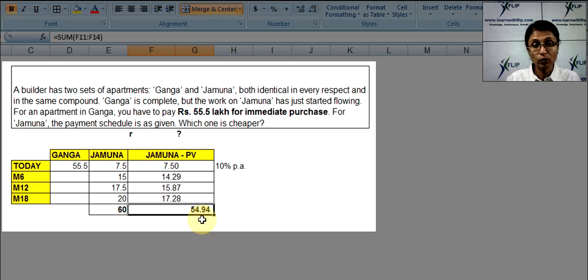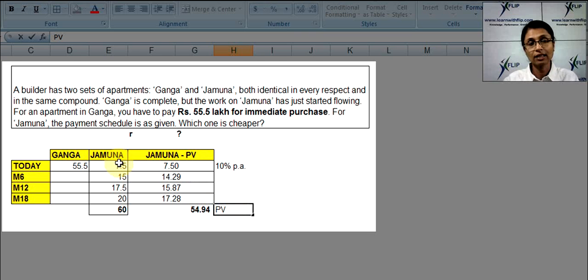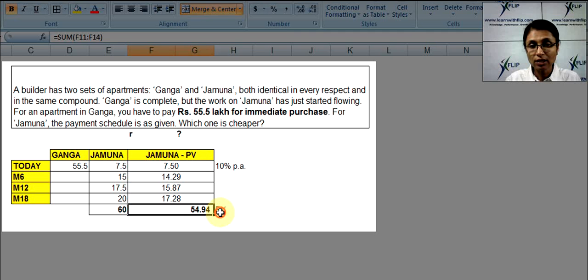So actually, with Jamuna, you are paying less than for Ganga, and you have the advantage of paying in installments. So this is equivalent to, or can be compared to this. So this is a lump sum present value payment for Jamuna. The same thing can be expressed as installments over a period of 18 months. So this is the same as paying out 54.94 lakh today, right?